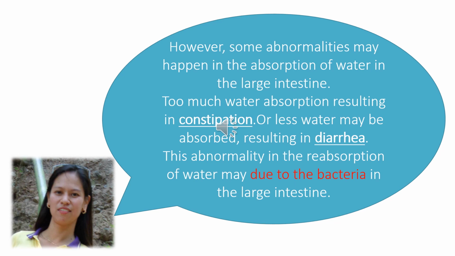However, some abnormalities may happen in the absorption of water in the large intestine. Too much water absorption results in constipation, or less water may be absorbed resulting in diarrhea. This abnormality in the reabsorption of water may be due to the bacteria in the large intestine.